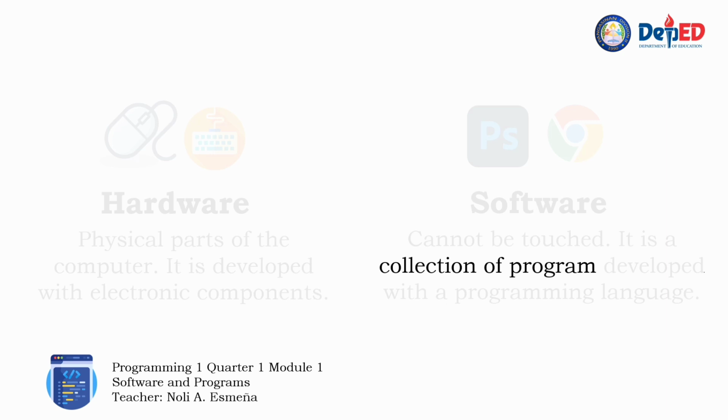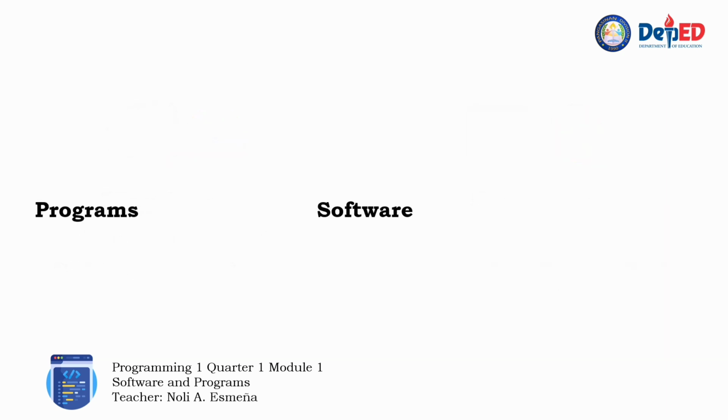Software and program are terms which are often used interchangeably. So what's the difference between the two? As implied in the previous slide, programs are used for developing software. This means that software is a broader term.